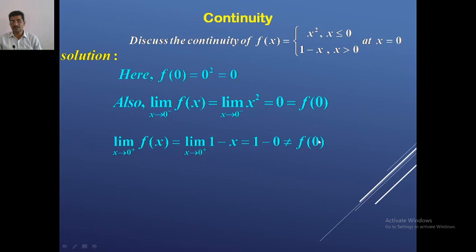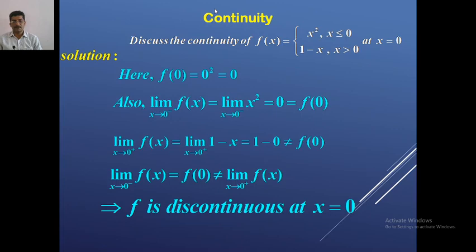The function value is 0. It means we come to the conclusion: the limit of f of x as x tends to 0 minus, the left hand limit, is equal to the value of the function, but this value is not equal to the right hand limit, the limit of f of x as x tends to 0 plus. Therefore, by the definition of continuity, the given function f is discontinuous at x equal to 0. Very simple proof. First find the value of the function, the left hand limit and the right hand limit. Here you know that the left hand limit and right hand limit are not equal to the value of the function. Therefore, the function is discontinuous.